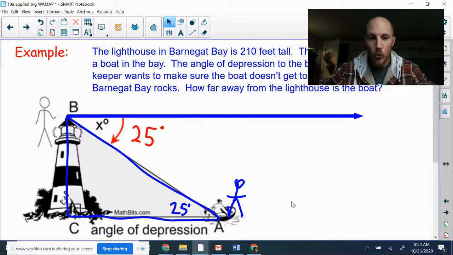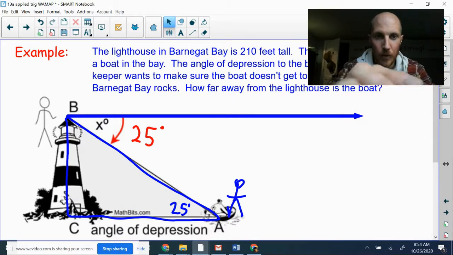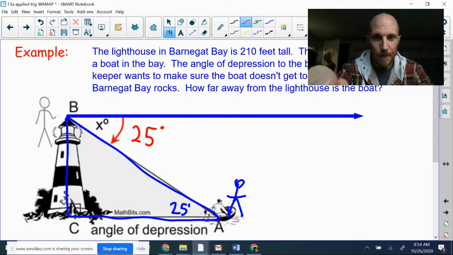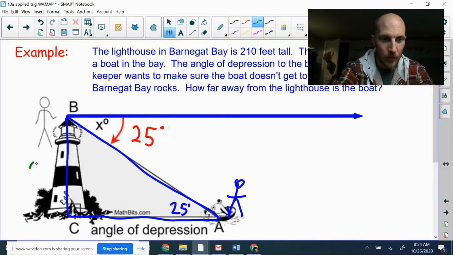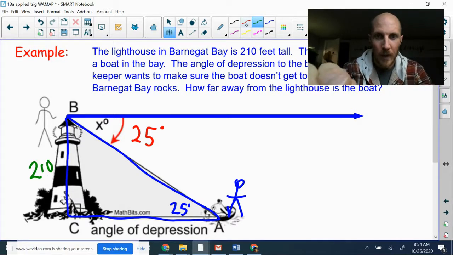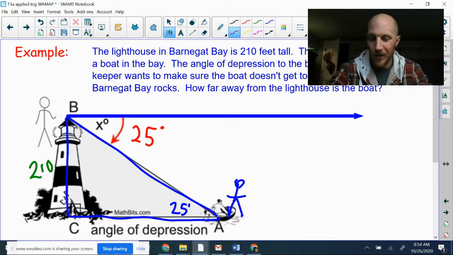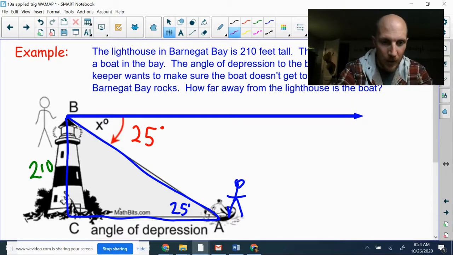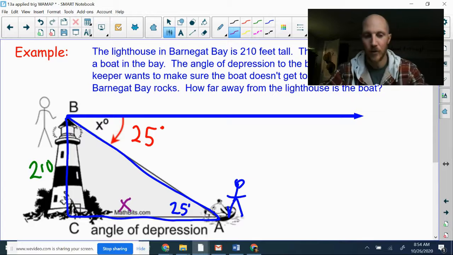Right, okay. So the sides that we are concerned with are going to be the height of the lighthouse, which is given to us in the problem. That's 210 feet tall. And the length of the bottom side. That's the distance from the boat to the base of the lighthouse. Call that X, or whatever you wanted to call it.